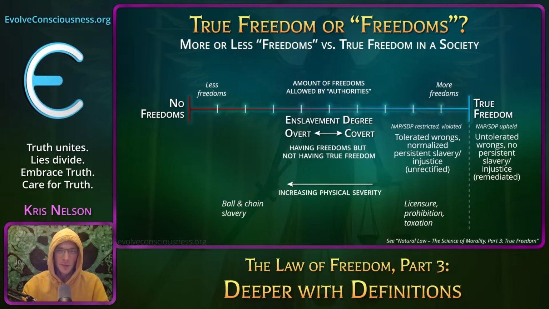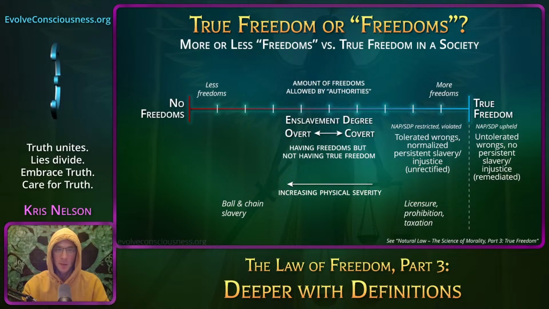So true freedom is where, instead of having your non-aggression principle restricted and violated, or the self-defense principle restricted and violated, it's upheld. Untolerated wrongs, no persistent slavery or injustice. The injustice is remediated. So what we're living in is we have licensure, prohibition, and taxation. So that's an example of how we have less freedoms than true freedom.